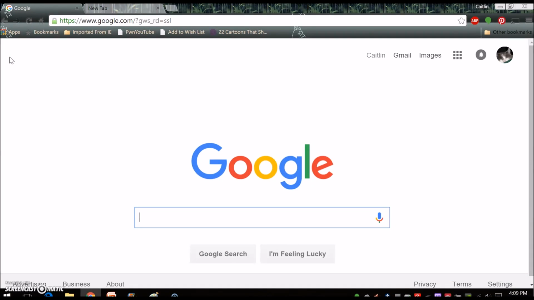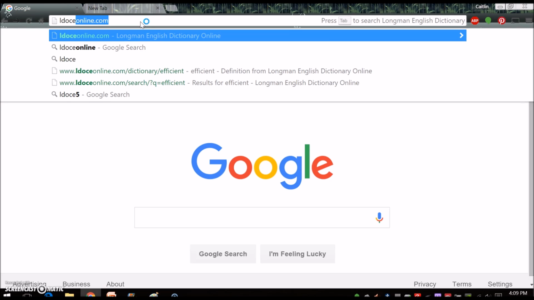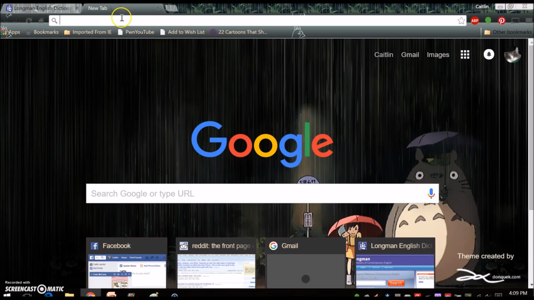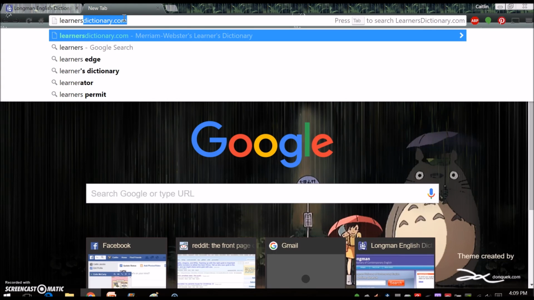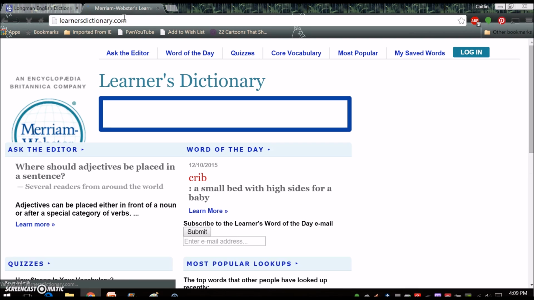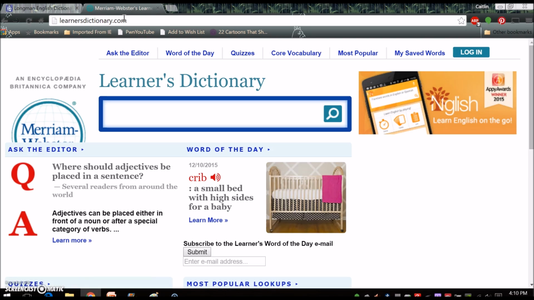Here are 2 suggestions for good online learners' dictionaries. The first is LDOCEonline.com. This is Longman's Dictionary of Contemporary English online. The second is learnersdictionary.com. Both of these sites are designed for people learning English, so the language is simpler. You can try both and see which one you like better.